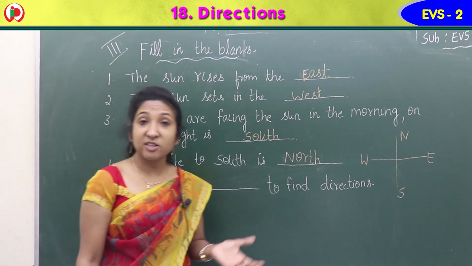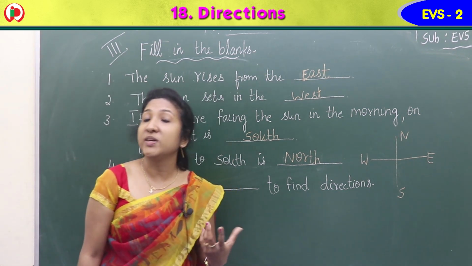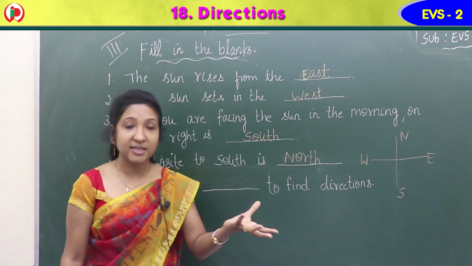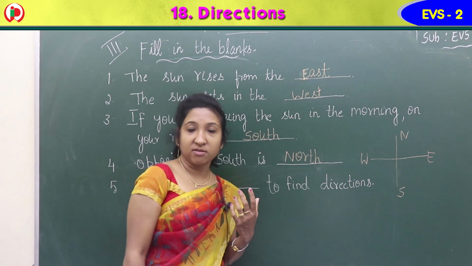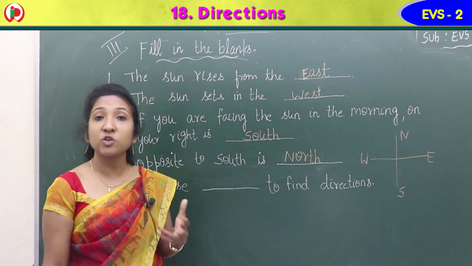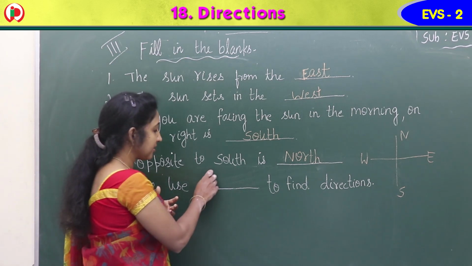We use dash to find directions. In olden days, people used one instrument to find direction. Nowadays also we have this instrument to find direction. So we use dash to find directions. We use a compass.